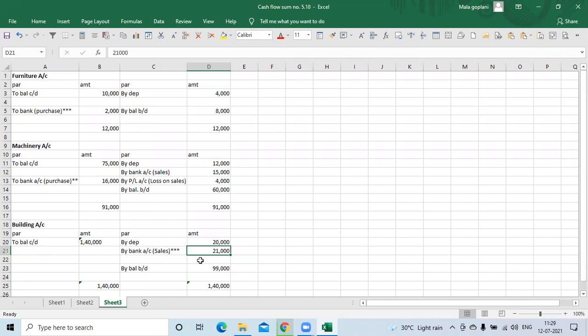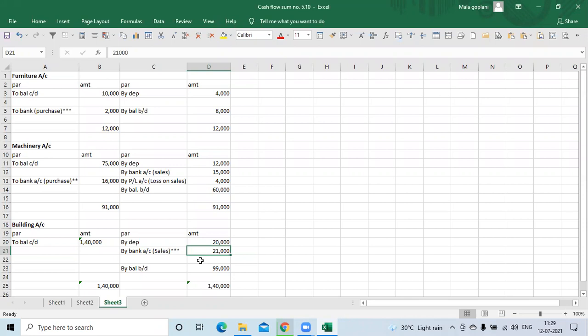Because it was sold at book value. So here there is neither a profit nor a loss, because you sold at par. Par means book value. Par means the amount for which you purchased is the same amount for which you have sold that particular building in the market.